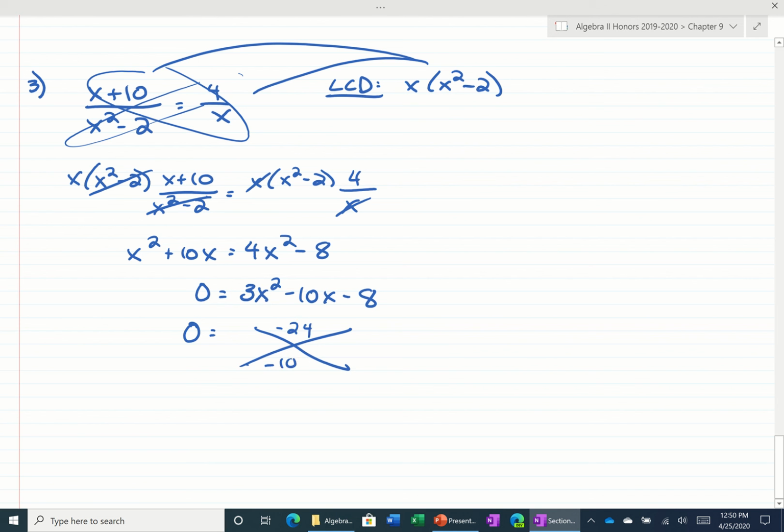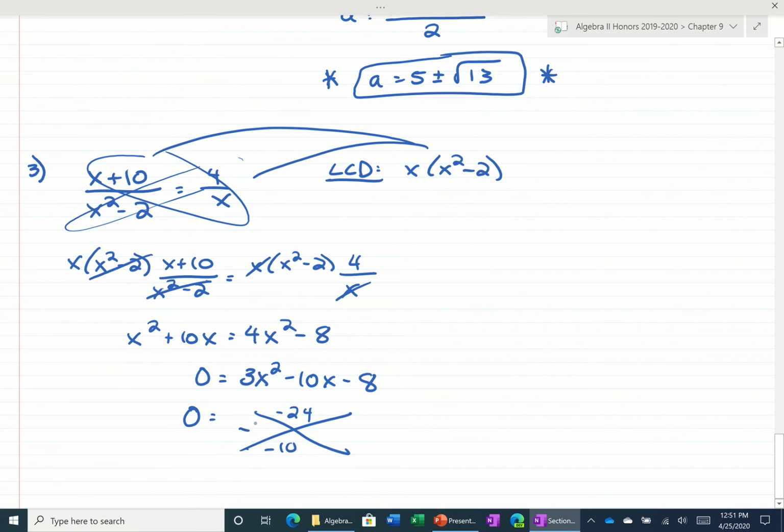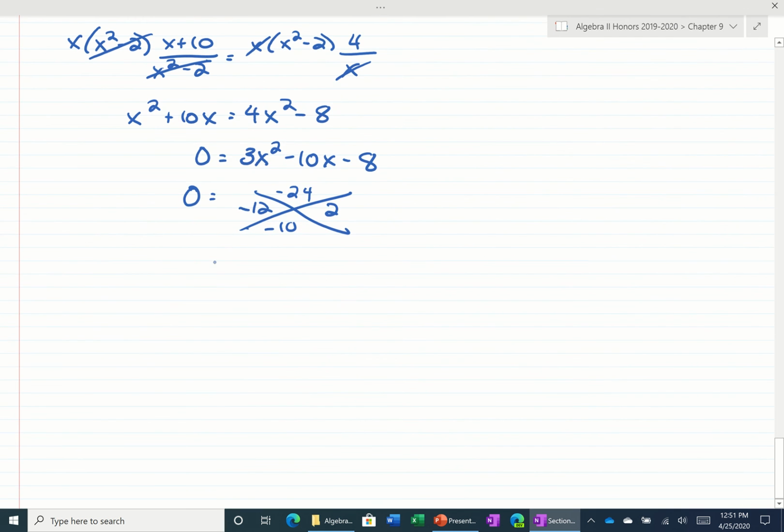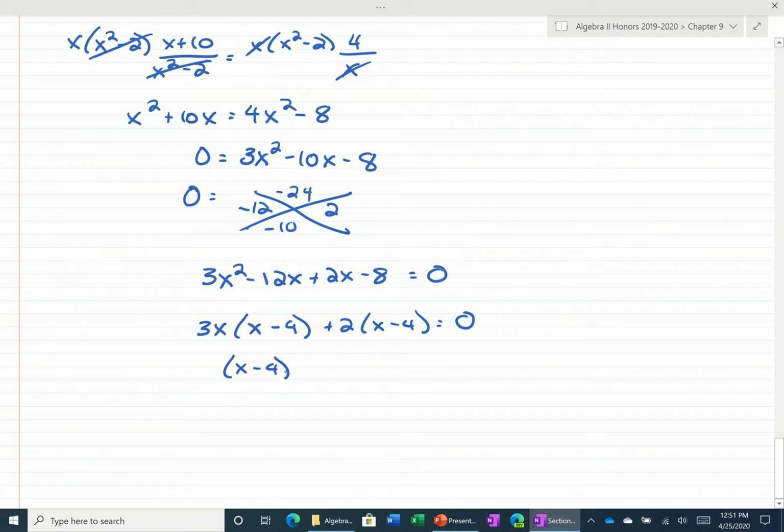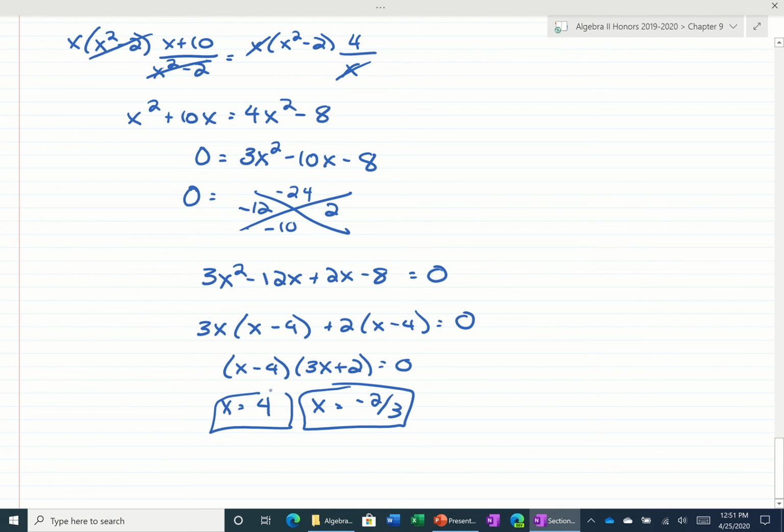6 and 4, but we have to get negative 10. So 12 and 2. So this would be 3x squared minus 12x plus 2x minus 8. We could make that equal 0, take out a 3x. We get x minus 4. Take out a 2, we get x minus 4. So we get x minus 4 times 3x plus 2 is equal to 0, which is why the answer would be 4, and the other answer would be negative 2/3. All right, both of those would work.